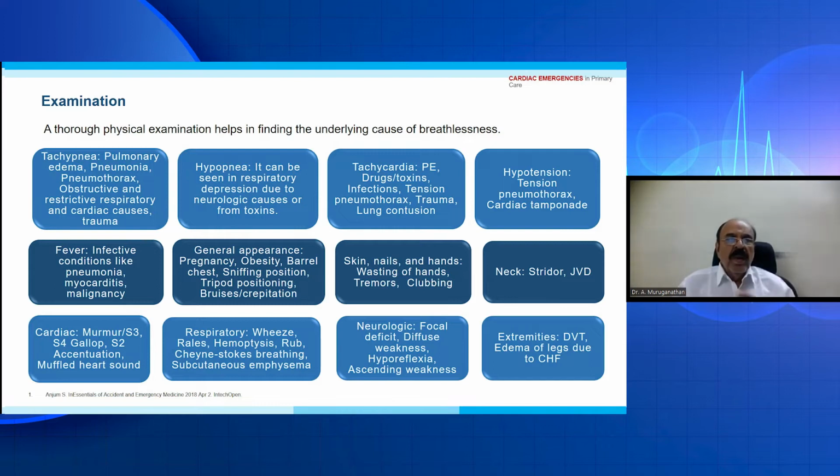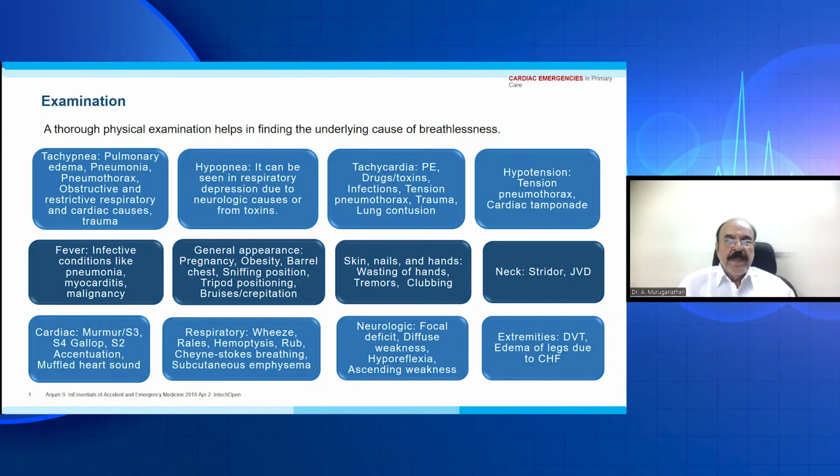Examination, I told you, tachypnea may be due to pulmonary edema, pneumonia, pneumothorax, obstructive and restrictive respiratory and cardiac causes. And then hypopnea, it can be seen in respiratory depression due to neurological causes or toxins. Tachycardia in pulmonary embolism, drugs and toxins, infections, tension pneumothorax, trauma, lung contusion. Hypotension may be due to pneumothorax, cardiac tamponade. There may be fever or infections like pneumonia, myocarditis, malignancy.